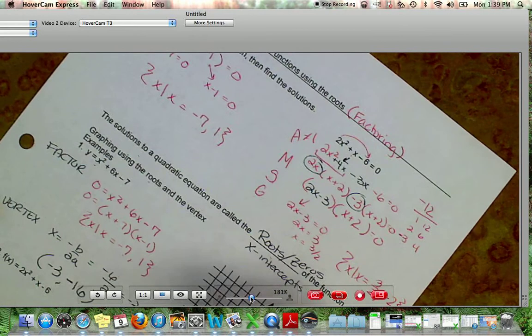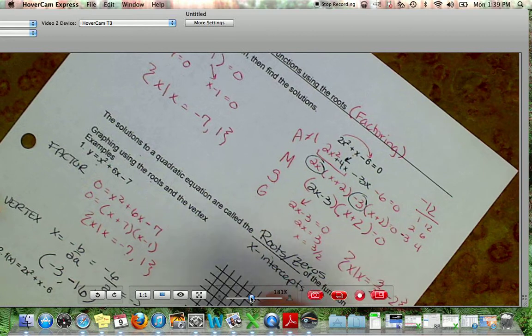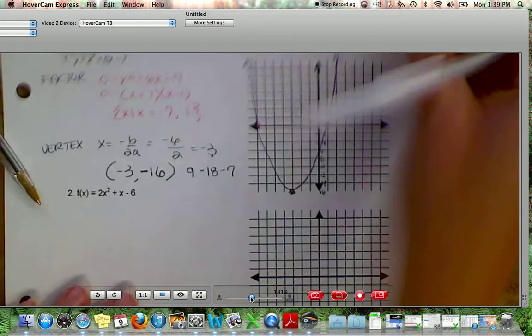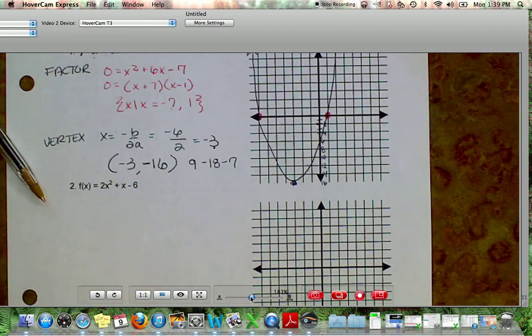And then we just connect the two x-intercepts with the vertex. And that's our graph. It takes a lot less time than making a table of values, especially in particular cases when you have fractions and things like that. So let's look at number 2.